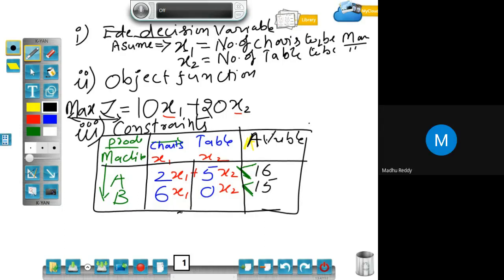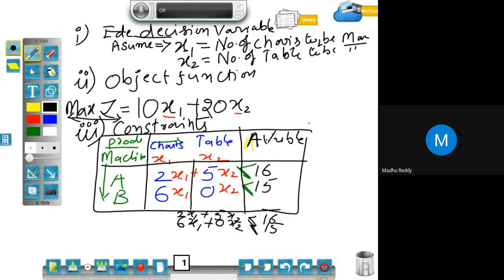So here we'll write it as 2x1 plus 5x2 less than or equal to 16, that is one constraint. 6x1 plus 0x2, if you specify or not it would have no meaning at all, less than or equal to 15. So these are the two constraints we'll specify.